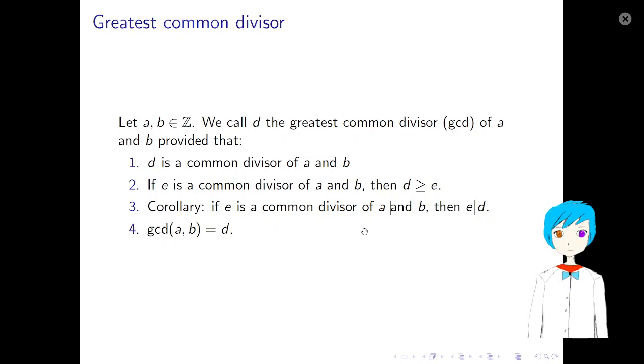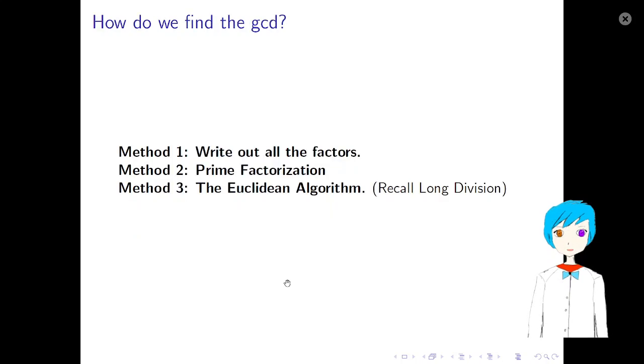So how do we find the greatest common divisor? The straightforward method is to write out all factors of a and b. The second method is to do the prime factorization and compare the prime factorizations of a and b. The third method is the Euclidean algorithm. That is to say, if a equals q times b plus c, then GCD(a, b) equals GCD(c, b). Then we can do the long division.